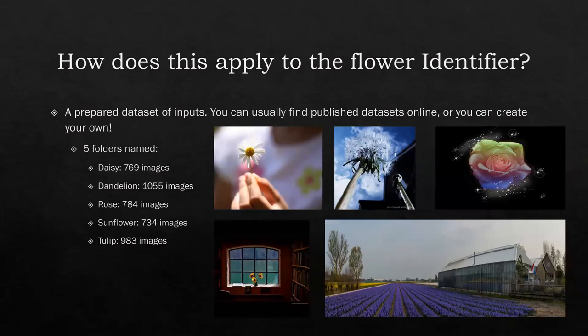So in the flower identification app, the input data set was not very big. As you saw on the screenshot, the data set was obtained from a website called Kaggle. The data set contained 769 daisy images, 1,000 dandelion images, and about 700 rose images, sunflower, and then about 983 tulip photos. These are some of the photos that were in the data set.